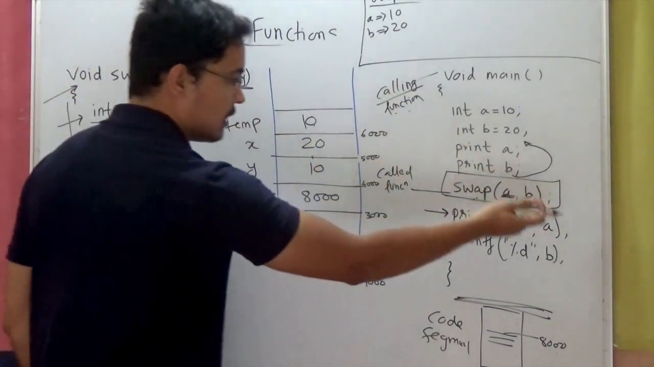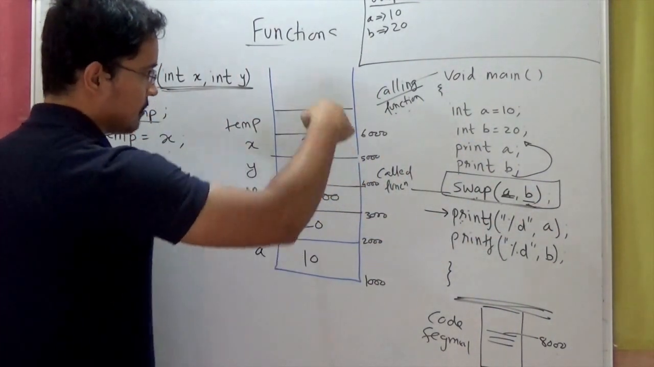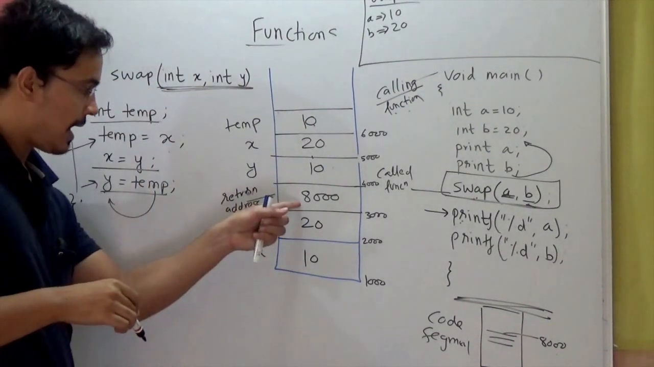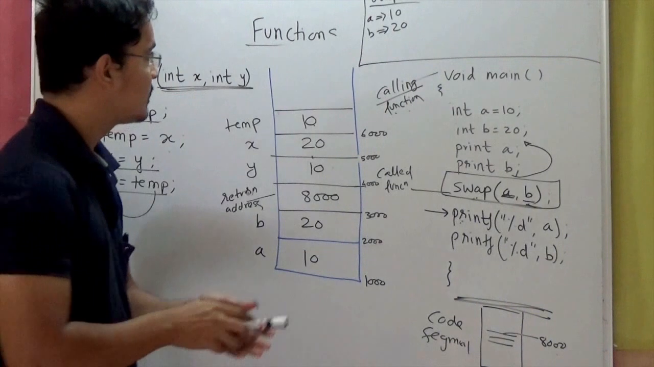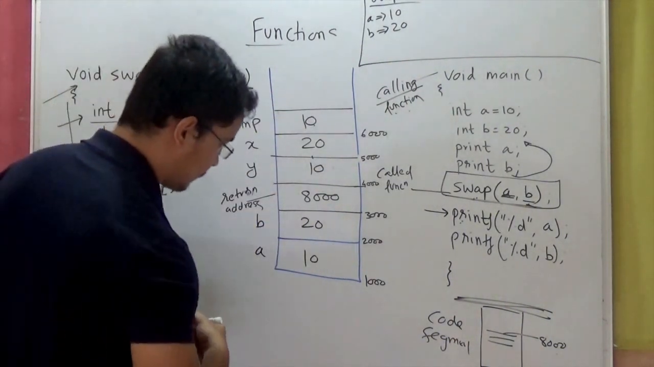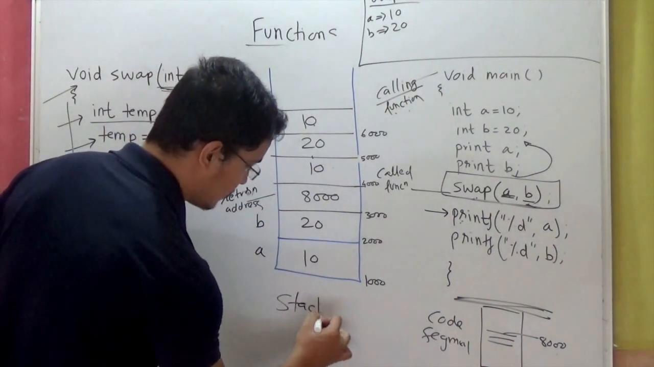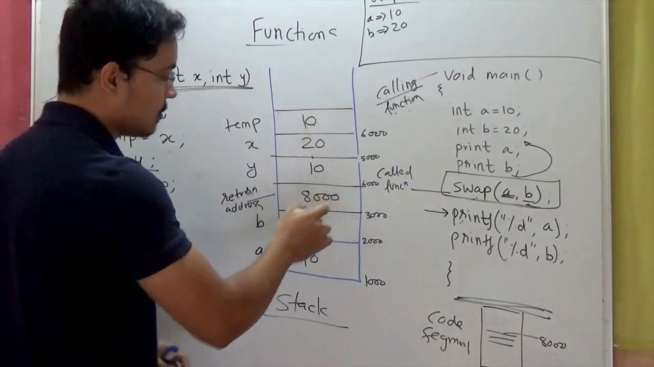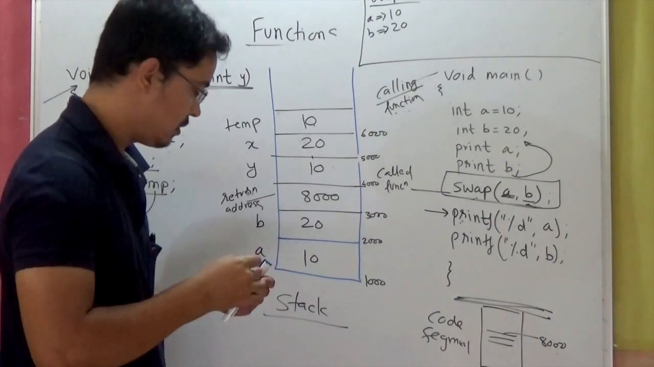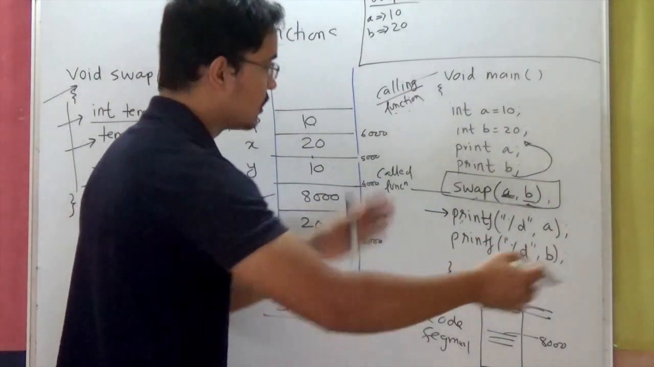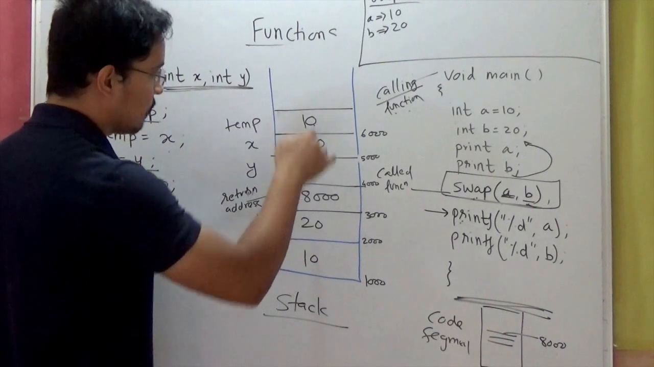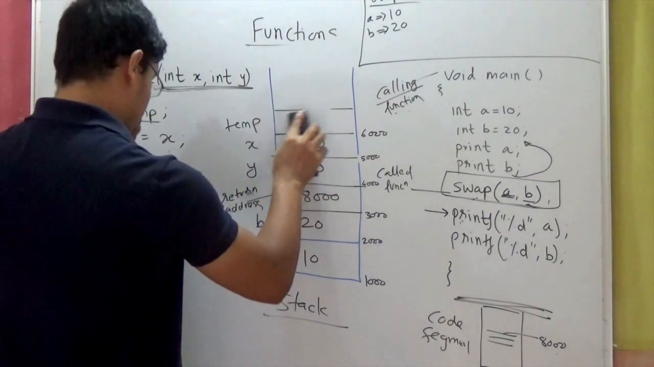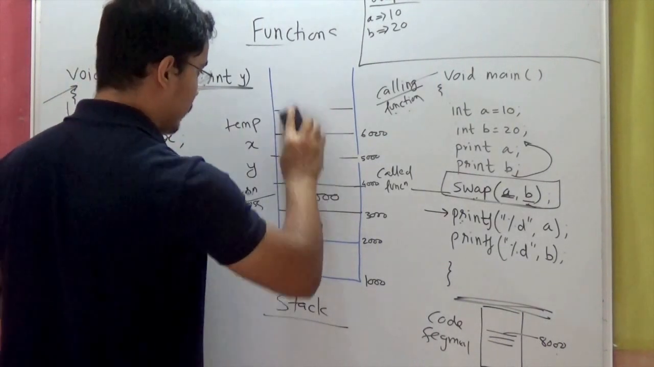Before we can return to the calling function, we must pop out the local variables of swap, right? Because we want to access this return address. And in stack, this is our stack, it is last in, first out. So unless we pop these local variables out, we won't be able to access the return address. So before we transfer the execution to the calling function, we need to clear off or pop off the local variables. So temp, x and y will be popped off.